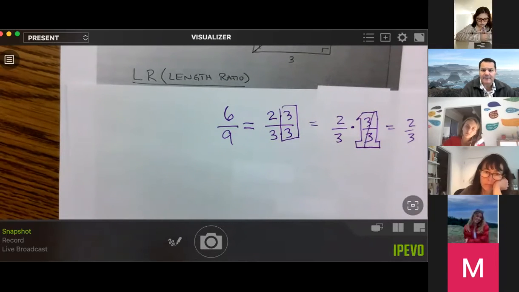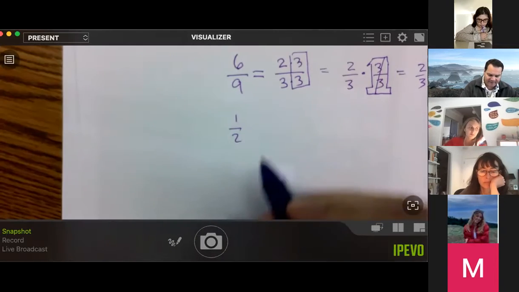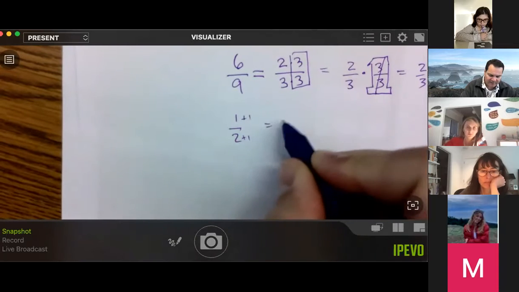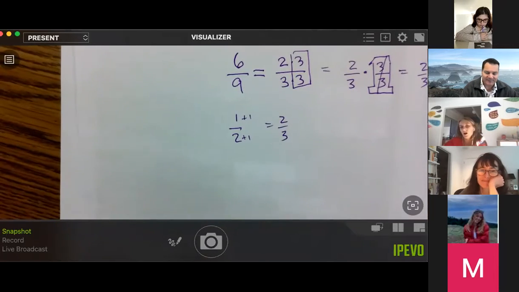I can multiply top and bottom by the same number, but I can't add to top and bottom the same number, right? I can't say 1/2, and then if I add 1 here and I add 1 here, that makes 2/3. Oh, that's the same as 1/2. We know you can't do that.